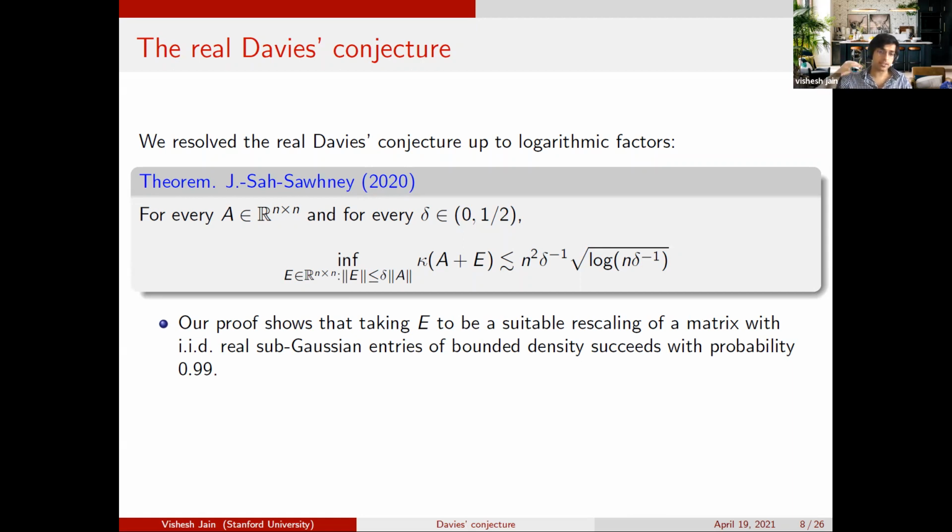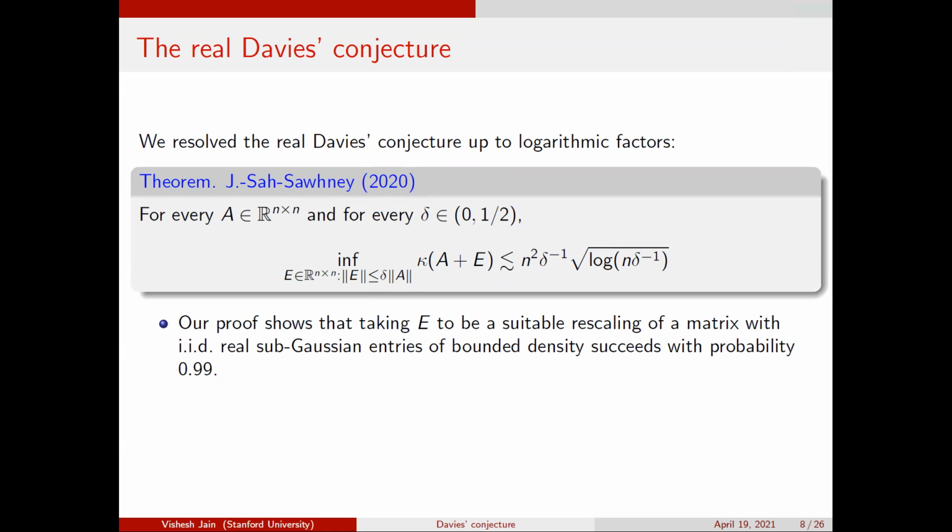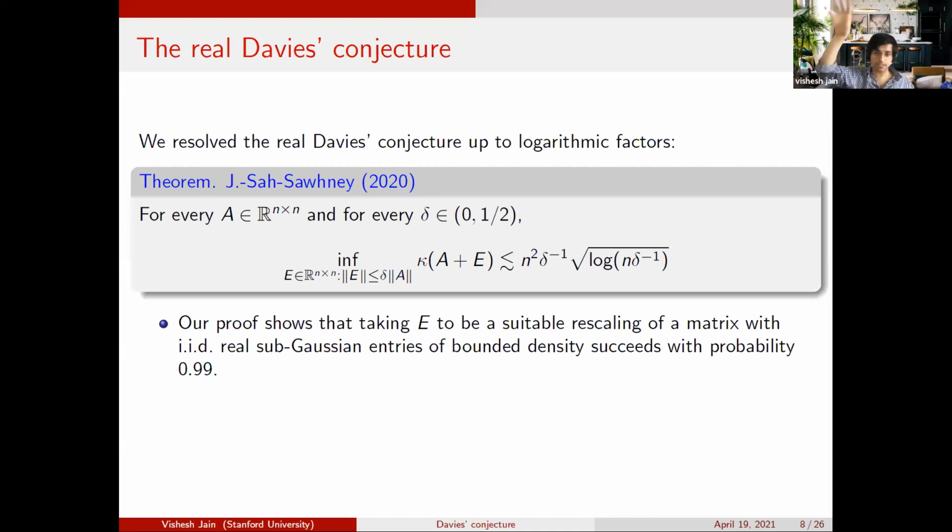So even though the statement makes no reference to probability, the result is constructive in the sense that we show you can start with your favorite real sub-Gaussian distribution of bounded density, and you can take an iid matrix whose entries are copies of this guy, and this is going to work with probability 99%, right?